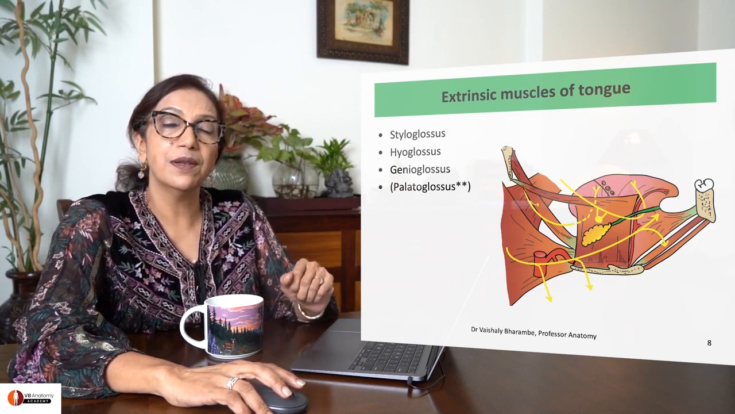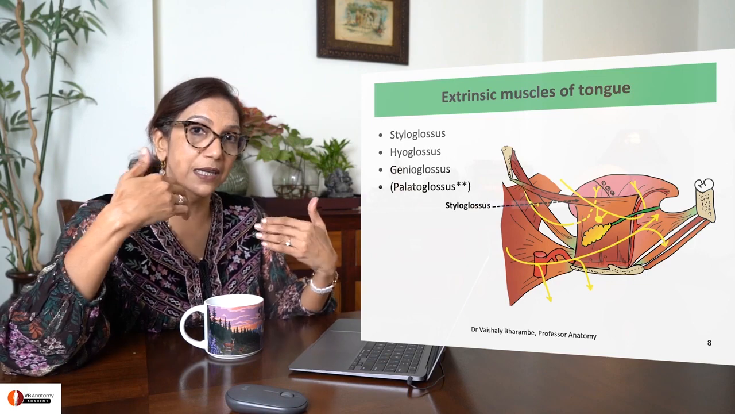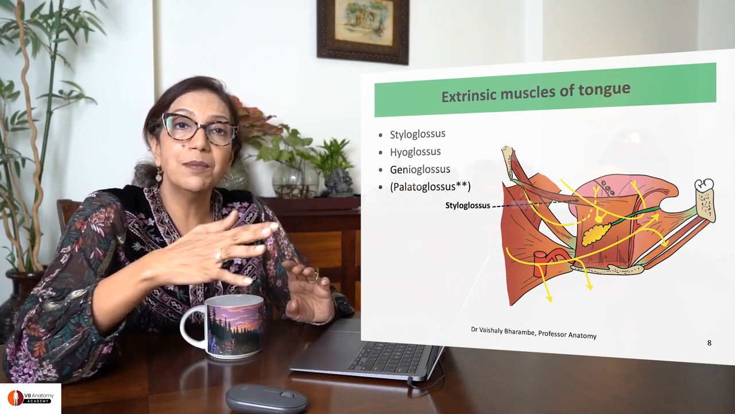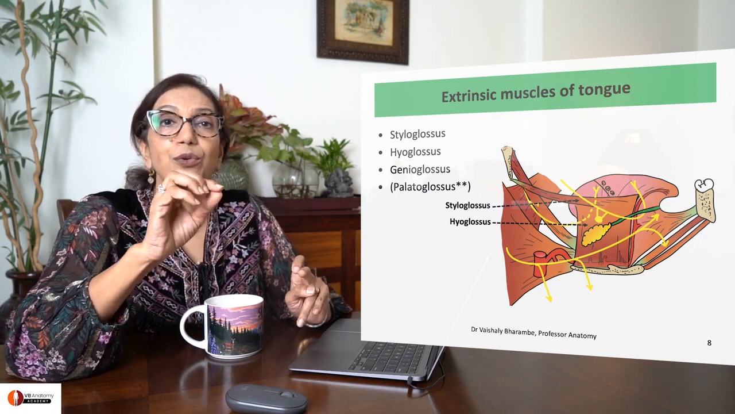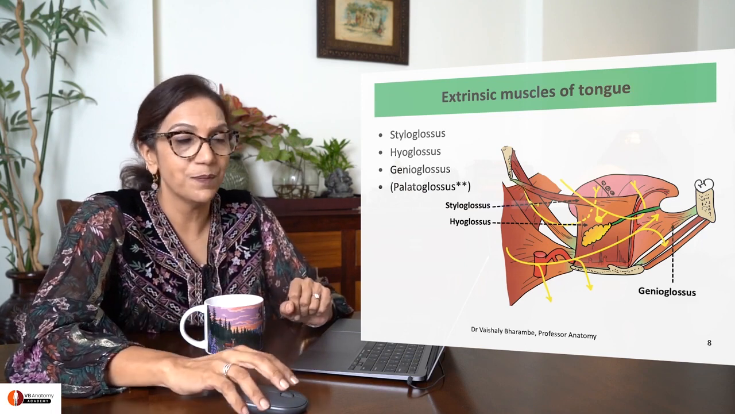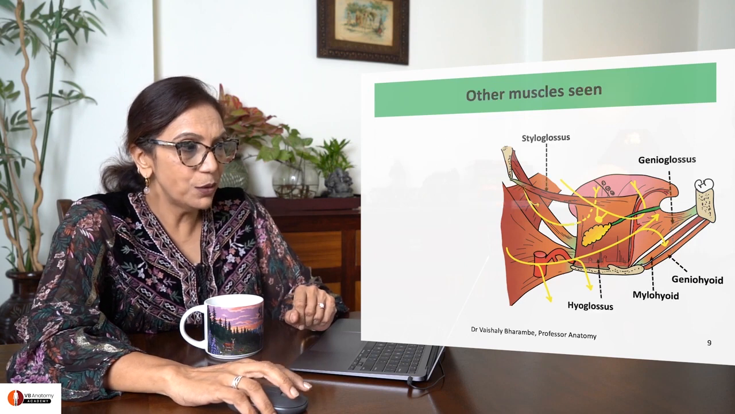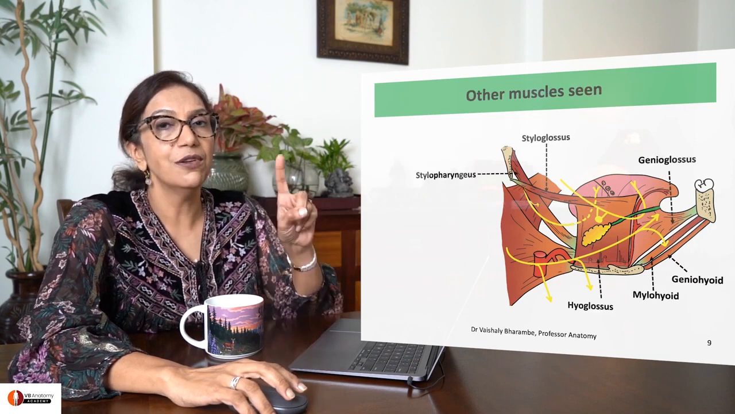Were you to go behind posteriorly at a deeper level, you get these other muscles I told you about. Basically, they're all muscles which are contributing to your pharynx in some way or the other. For example, from styloid process to the pharynx, stylopharyngeus.